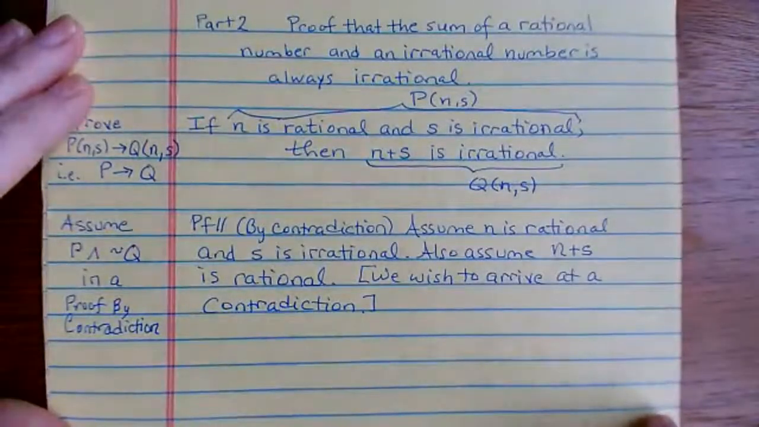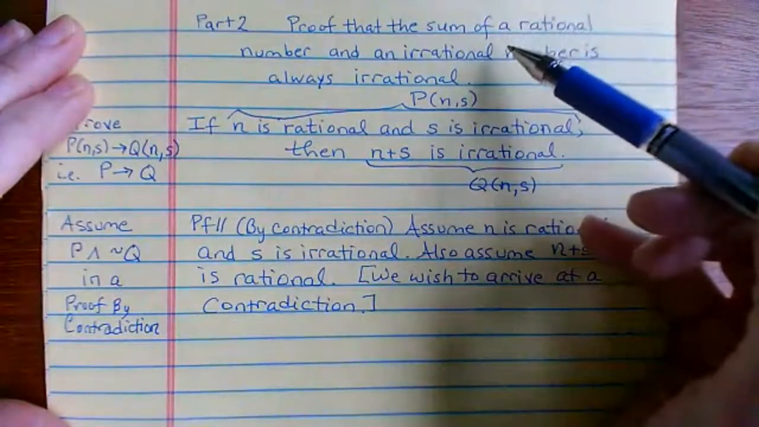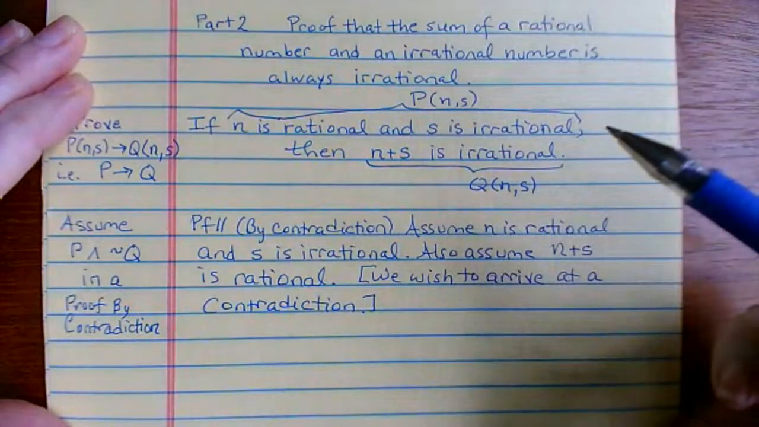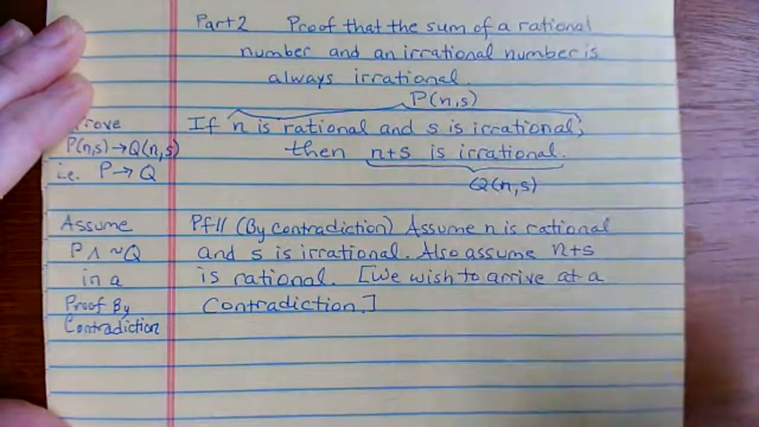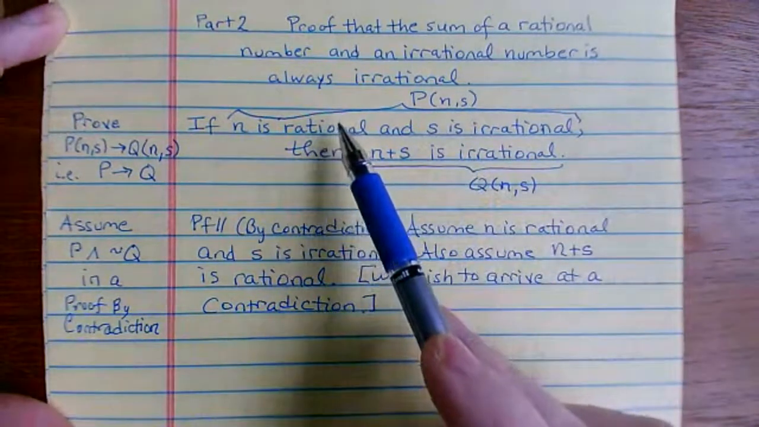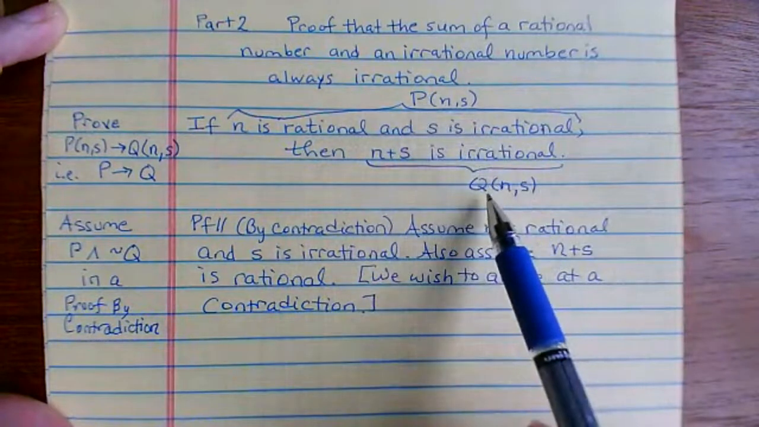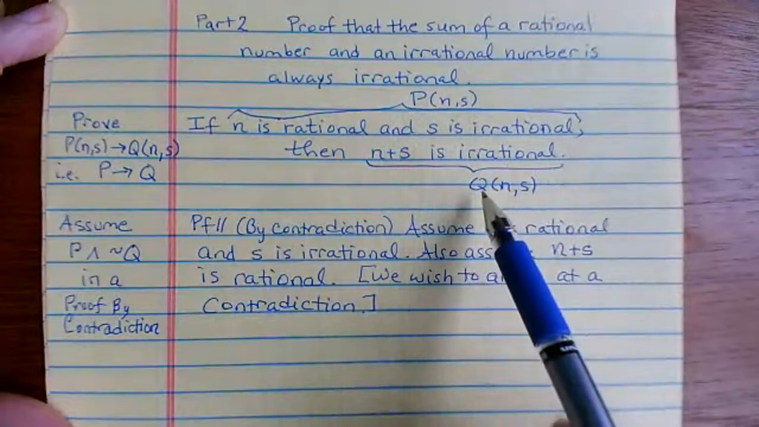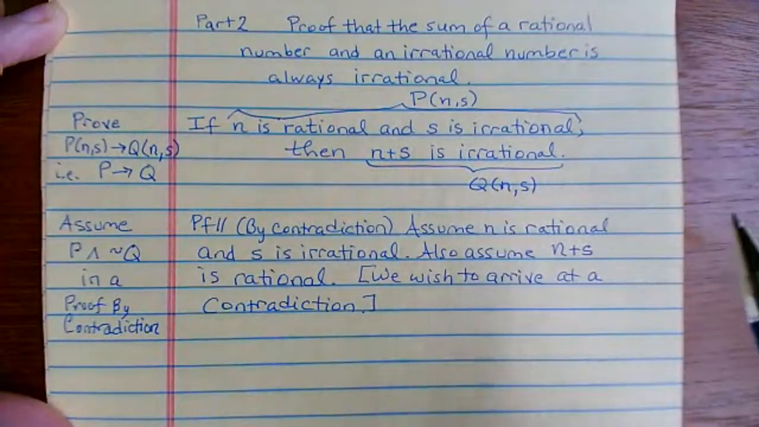Here we are at part 2 of our proof that the sum of a rational number and an irrational number is always irrational. So we've written the statement in P implies Q form. Our hypothesis is P. Our desired conclusion is Q.